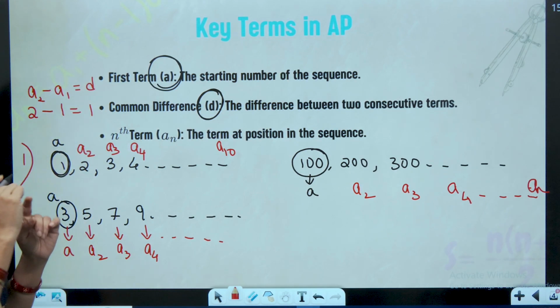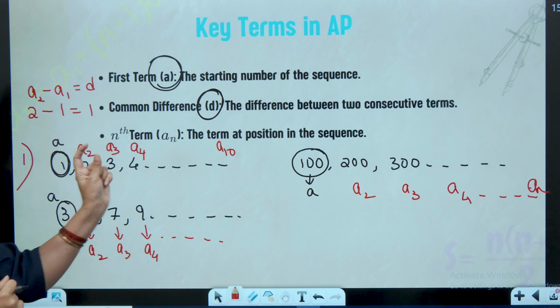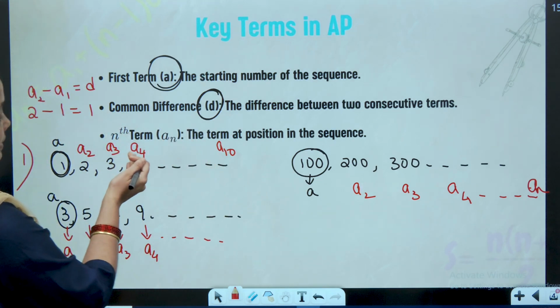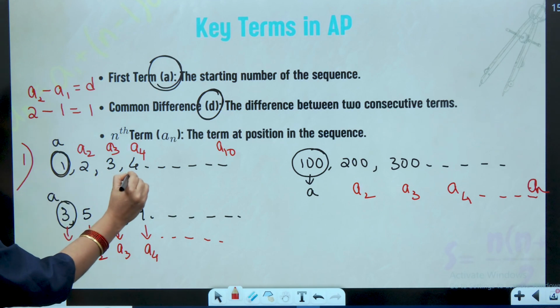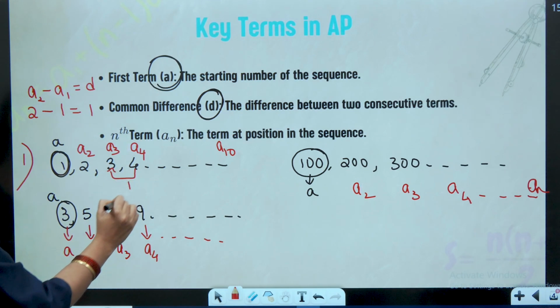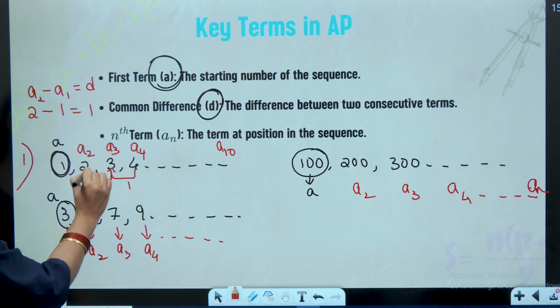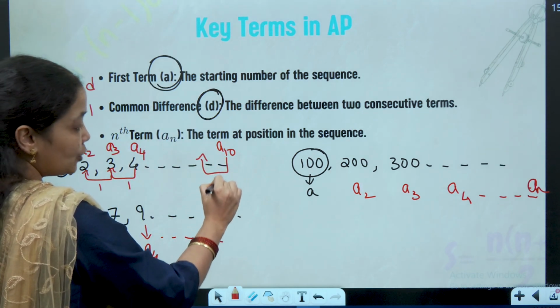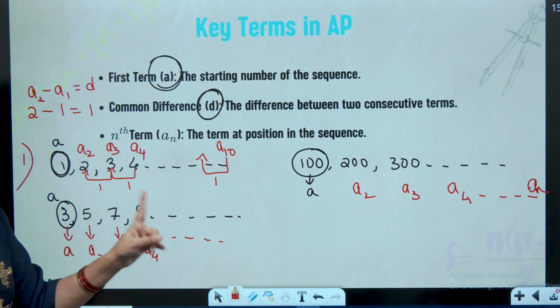I have to check the common difference at particular locations in 2 or 3 consecutive terms. So I will subtract even A4 minus A3. See, A4 minus A3 is also giving me 1. A3 minus A2 is also giving me 1. And even if I subtract A10 minus A9, that should also give me 1. So common difference is 1.